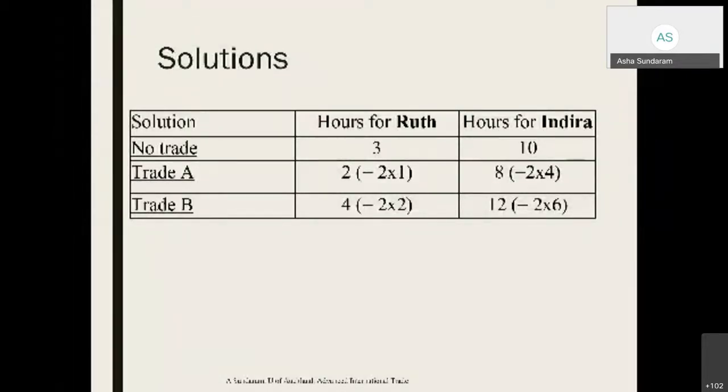Now, when you compare these options, what you will see is it is always better to go for trade A. Okay? So trade A is strictly better for both Ruth and Indira, right? So this is telling us that specializing in what you're good at and then trading is always better than just doing everything by yourself, which is managing investments and cooking. And that's not shocking for Indira, because remember that she is not really good at either compared to Ruth. But the counterintuitive thing here is that it's also a good idea for Ruth to do this.